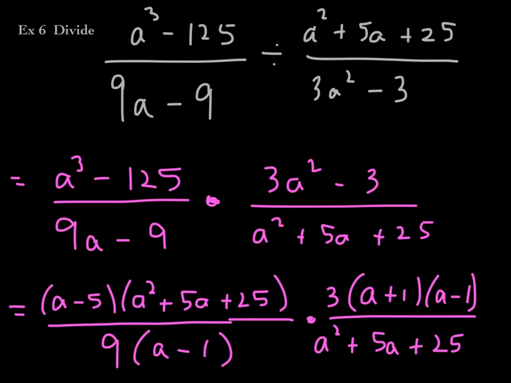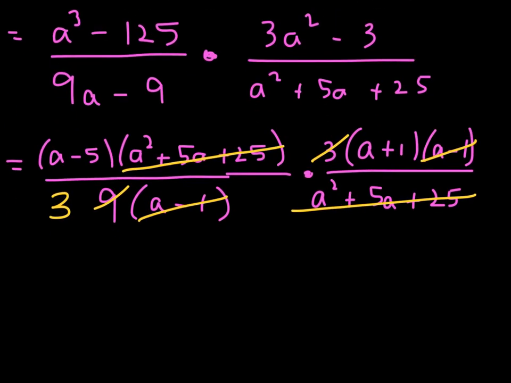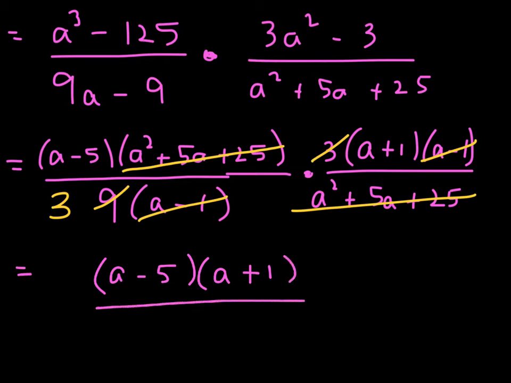Now look for common factors. Let's see. A minus 1 divides out with a minus 1. A squared plus 5a plus 25, that trinomial factor, divides out with that denominator. 3 divides into 9 3 times. And I think we're done cross-canceling. Let's be very careful to collect whatever we have left. So a minus 5 in the numerator times a plus 1 all over 3. That's your final answer.